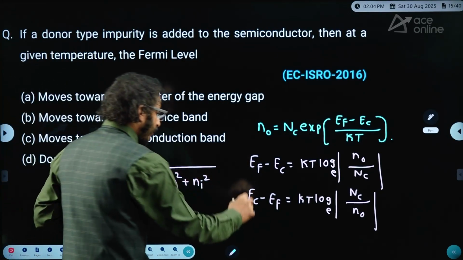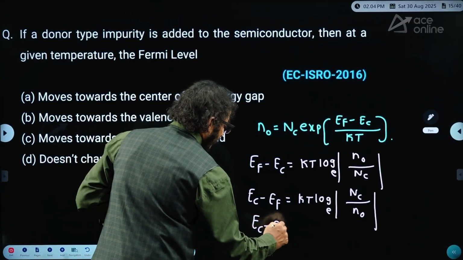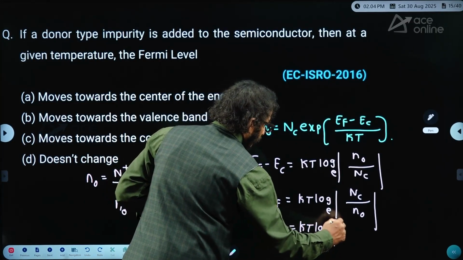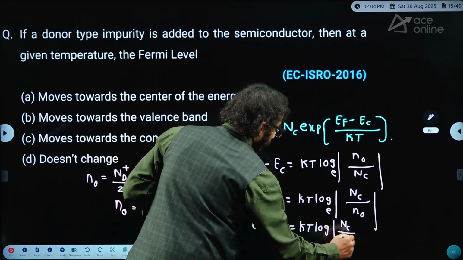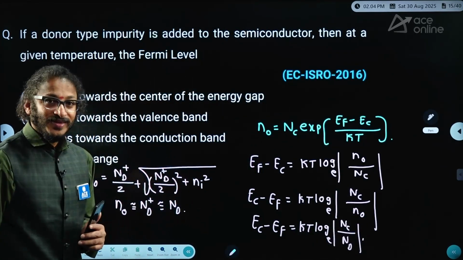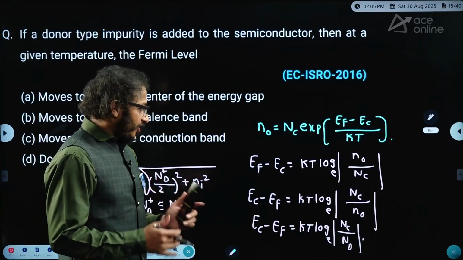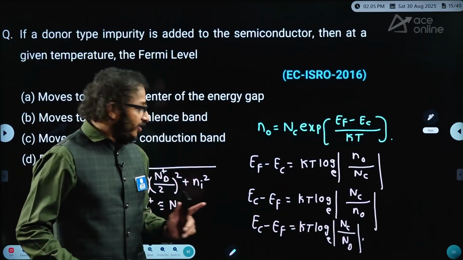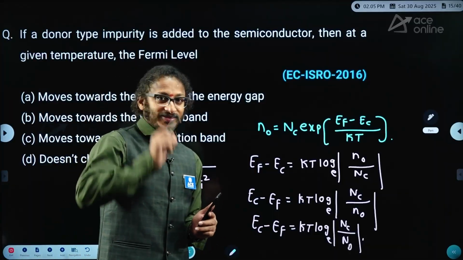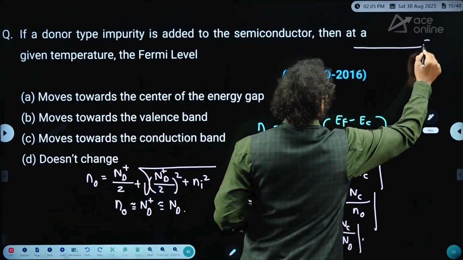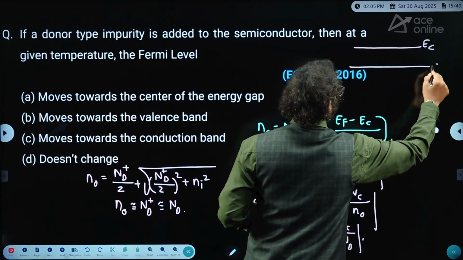In that case, n0, which is N_D plus, and for 100% ionization, is equal to N_D. Now, if I substitute that, what I'm going to get here, E_C minus E_F is equal to kT log N_C by N_D, base e. I hope you got it. Now, very simple logic. If N_D is increasing, that means donor doping is increasing, then E_C minus E_F, the difference, will be decreasing. So, this is E_C, right, dear students, and this is E_F.